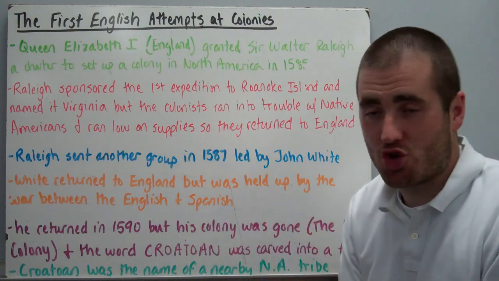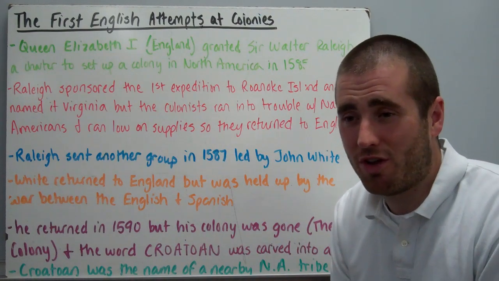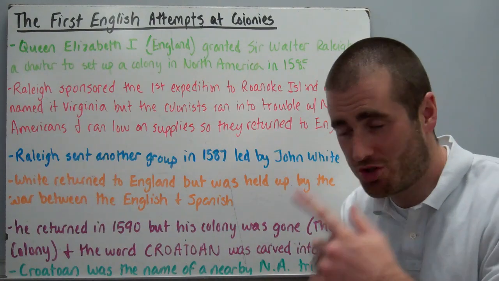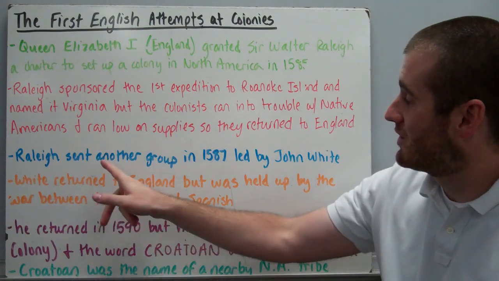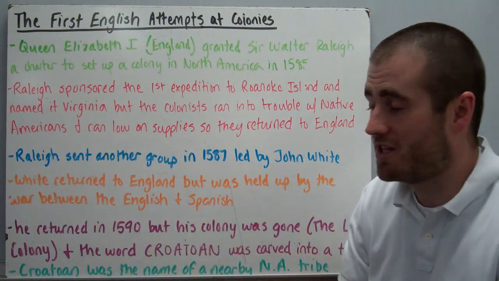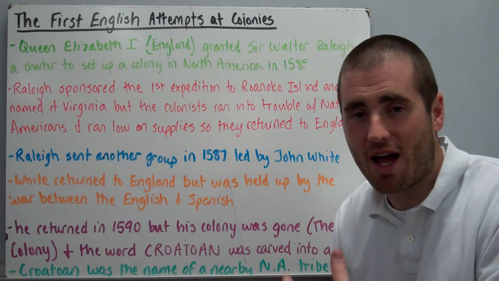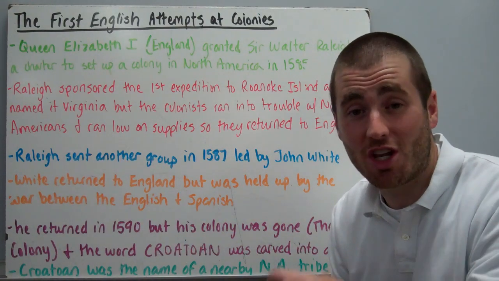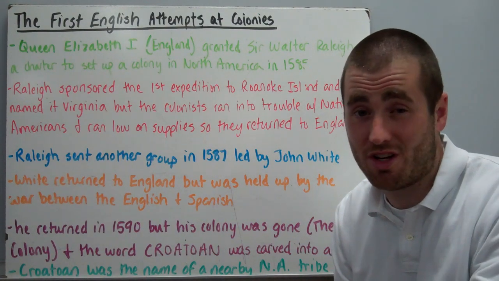But the colonists ran into trouble with Native Americans. They didn't really know how to survive over there. They were running low on supplies, so they returned to England. First attempt, not very successful. Raleigh sent another group in 1587, led by John White. White returned to England to get some supplies and touch base at home, but was held up by the war between the English and Spanish, so he couldn't get back to his colony in America for years.